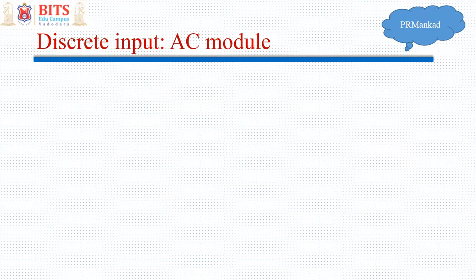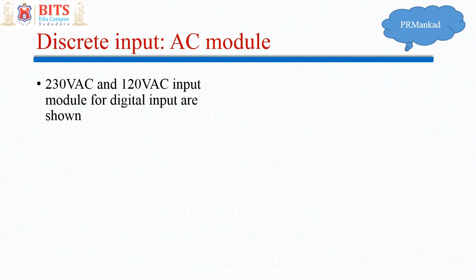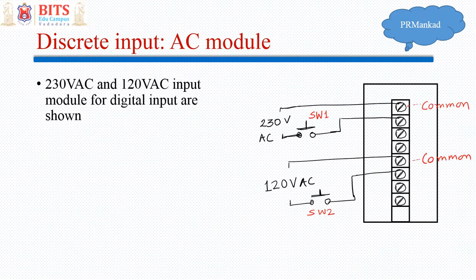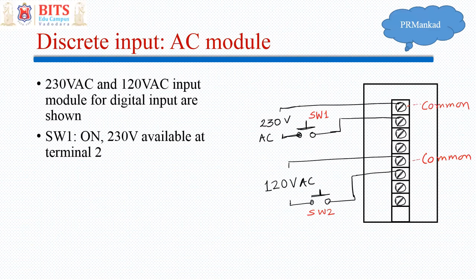So now let's see the discrete input AC module, right? In discrete input also, both AC and DC modules are available. So suppose an AC module is there with a 230 volt AC or 120 volt AC input. Here it is shown in the figure. So this is the input module. Now assume that switch 1 is pressed over here. When switch 1 is on, with respect to common, 230 volt is available at terminal number 1, right? That is how the input AC module works.